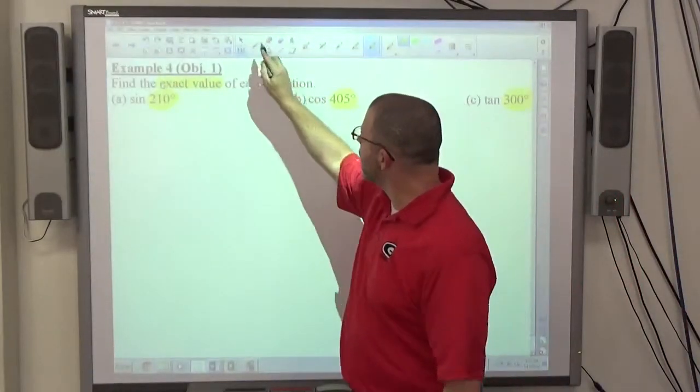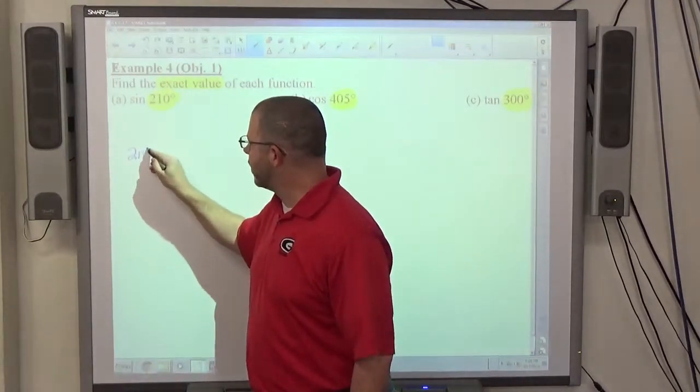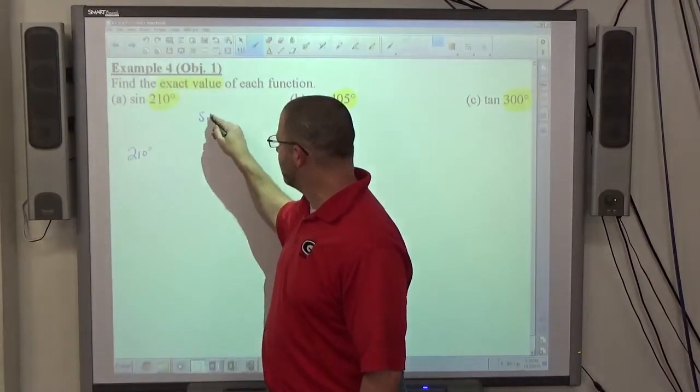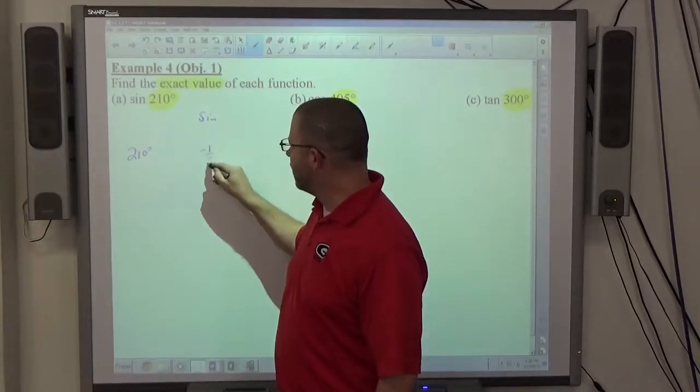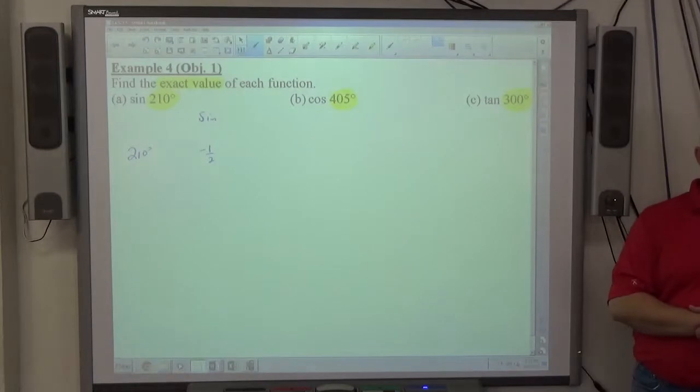So, sine of 210, if I look on my sheet, find the 210 degree and go over to the sine column, we're going to see that negative 1/2 is in that box. So that's the answer to that problem. All right, so that's how we're going to do these.